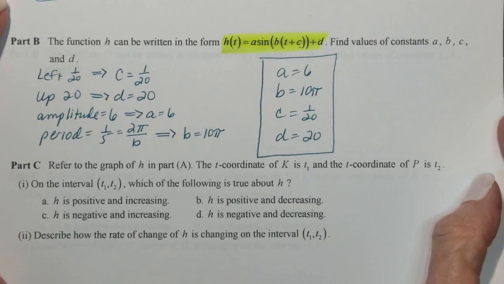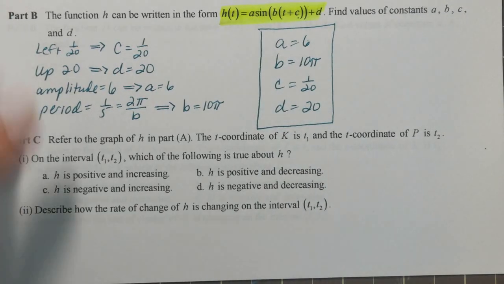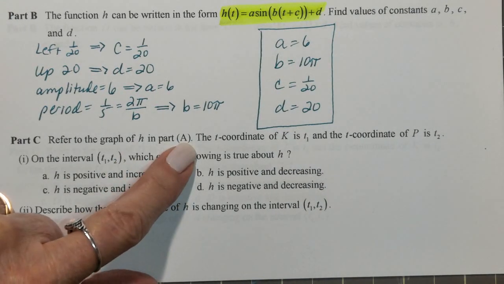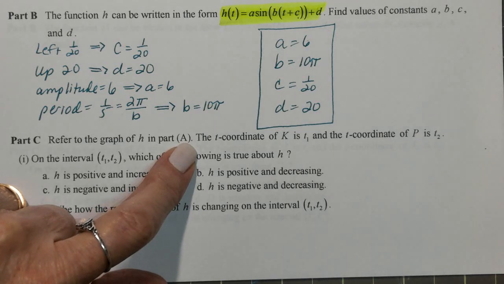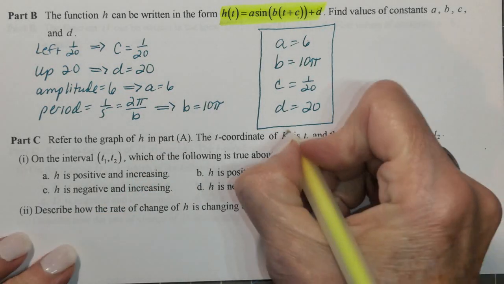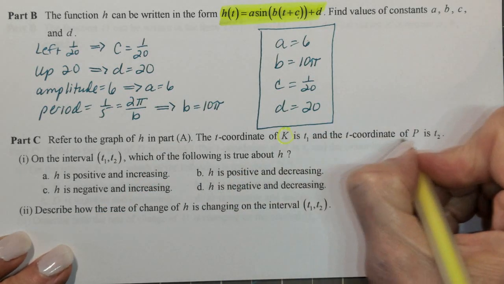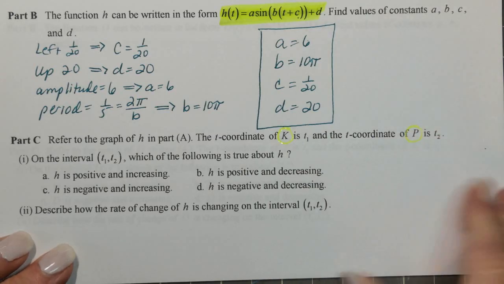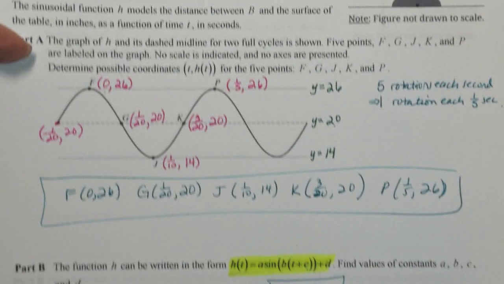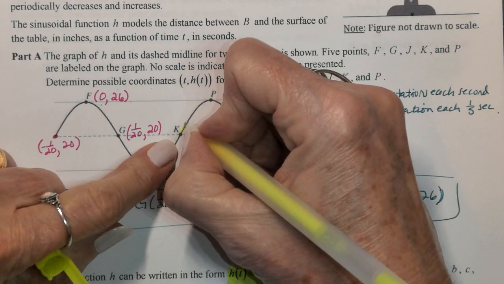Okay, now we're going to go on to part C. So now we're referring to the graph of H in part A, and we want to look at point K and point P. So K and P are here.